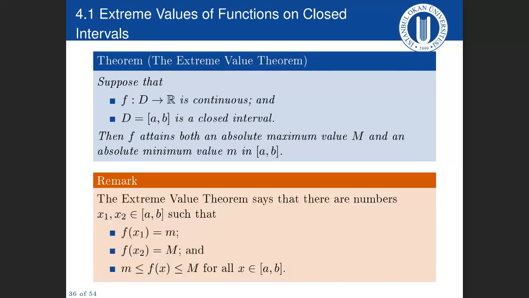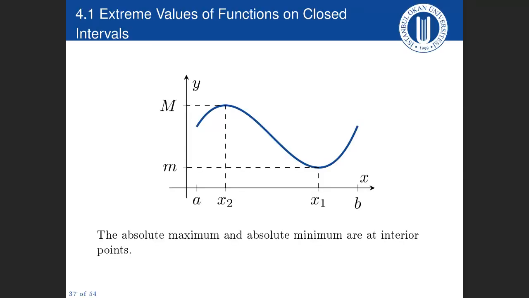Now, what does this say? The extreme value theorem says there's numbers x1 and x2 in the domain, that's the closed interval from a to b, such that f of x1 is small m, f of x2 is capital M, and f of x is always between small m and capital M for all values of x in the domain. So what could that look like? Our function might look something like this.